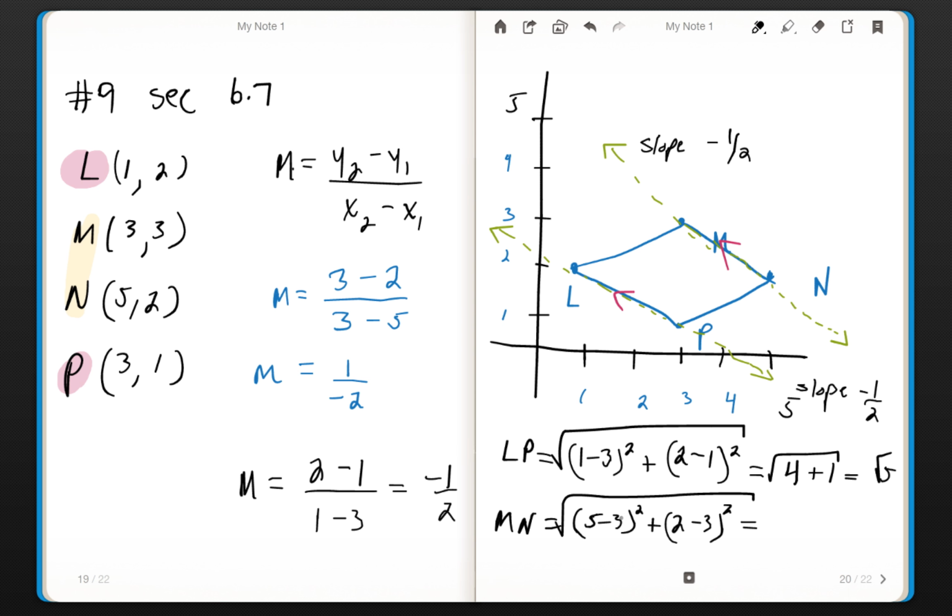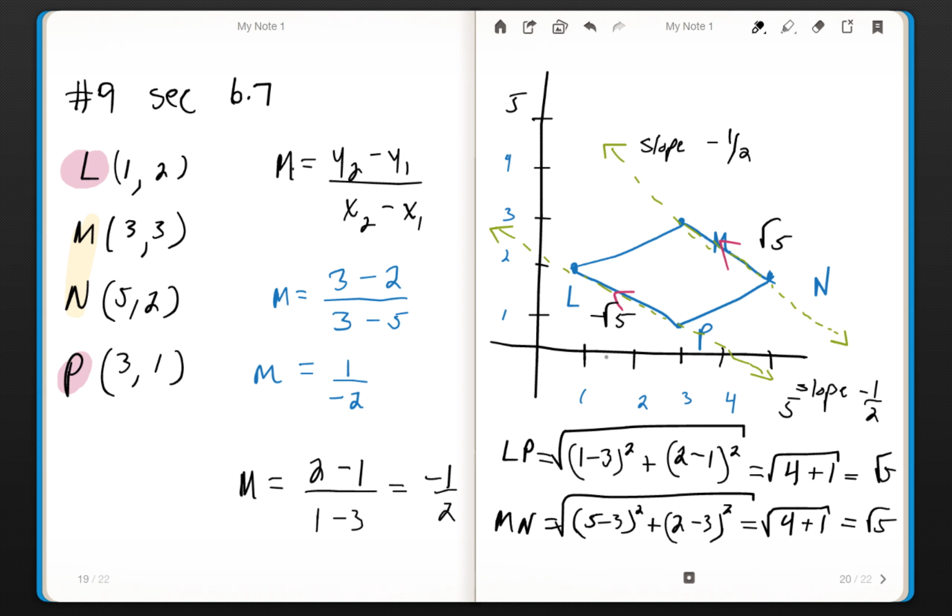So here we get 5 minus 3 is 2, quantity squared is going to be 4. 2 minus 3 is negative 1, quantity squared, you're going to get a 1. And that'll be the square root of 5. So it turns out that the distance LP and MN are one and the same. That's the square root of 5, and that's the square root of 5.